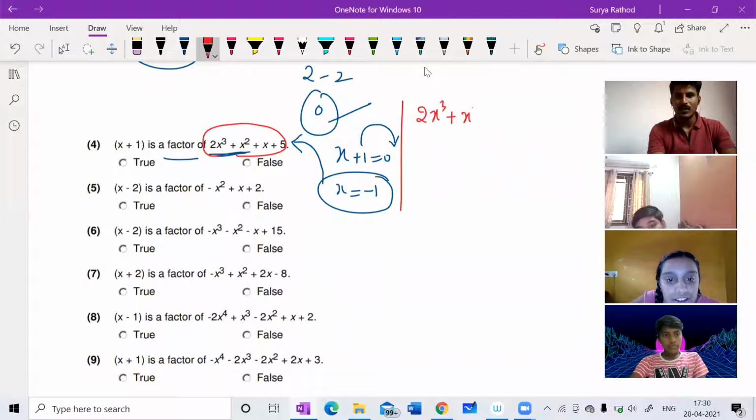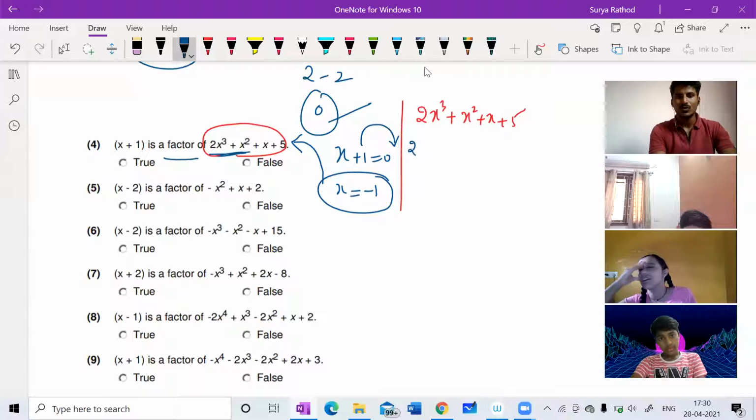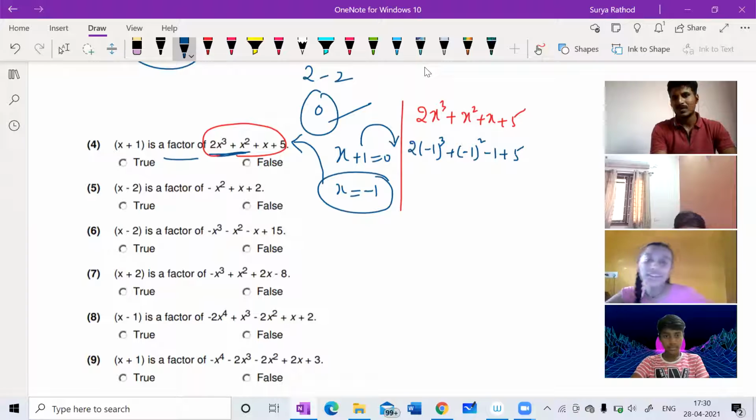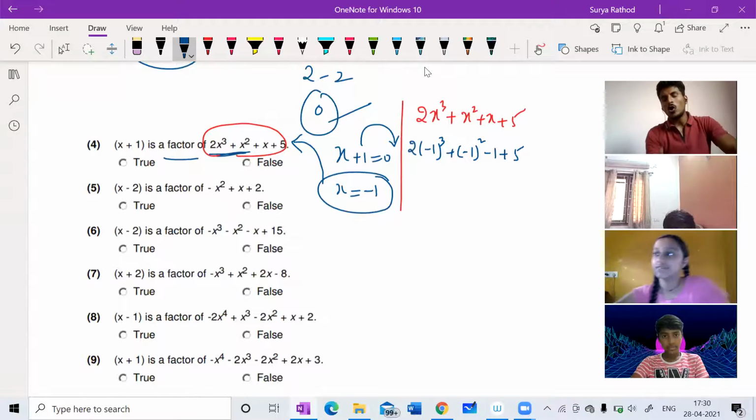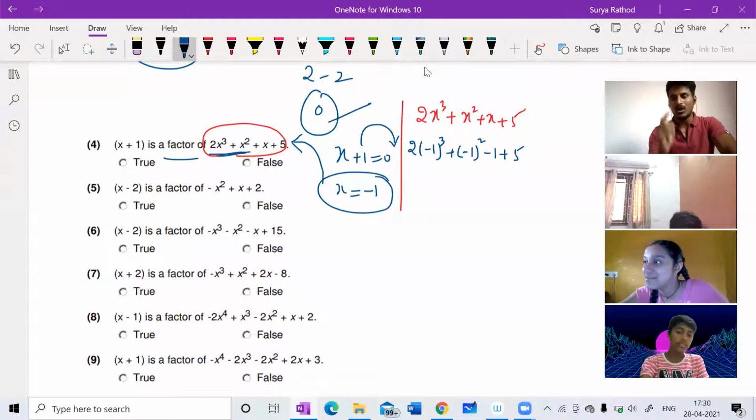2x cube plus x square plus x plus 5. Substitute here, what am I going to get? 2 into minus 1 whole cube plus minus 1 whole square minus 1 plus 5. Getting my point?